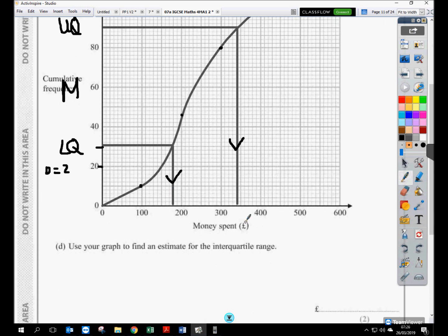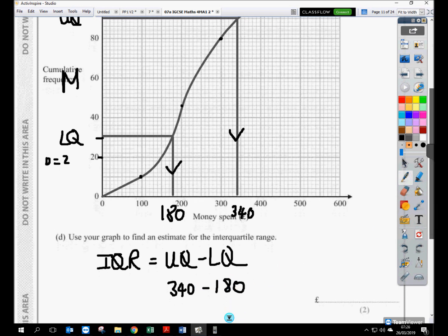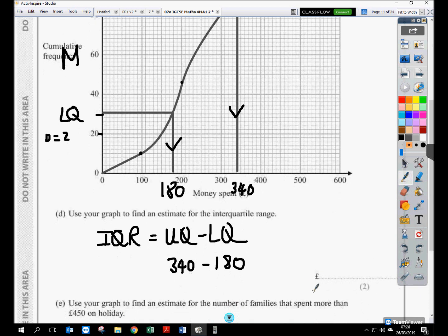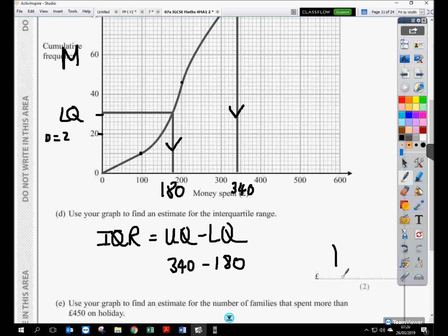Okay, so we end up with something like this. Each square is worth 10, so this is about 340. This is about 180. The formula for interquartile range is upper quartile minus the lower quartile. So it's about 340 minus 180, which is about 160.